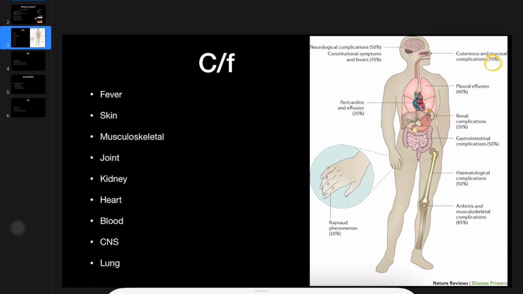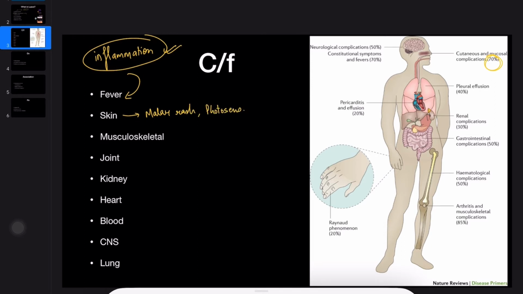Coming to the clinical features, remember that the underlying pathology is inflammation. So all the clinical signs and symptoms you will see will be explained by inflammation. Wherever inflammation is present, fever will be there, as you know from pathology. You will also see dermatological manifestations in the form of malar rash, photosensitivity, oral ulcers, and as you can see from the image, skin symptoms are seen in more than 70% of cases.